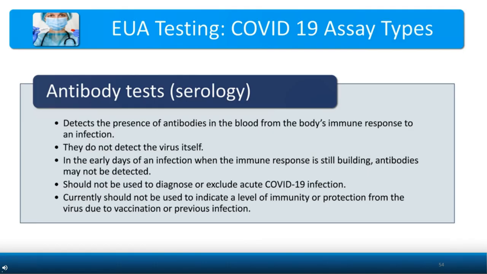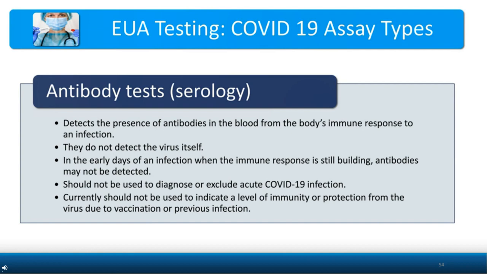Lastly, we know that there are antibody tests or serology tests that are also available that have EUAs from the FDA. A serology test will look for the presence of antibodies in the blood of a person to detect if the body's immune response has detected the infection and is reacting. As we know, serology testing does not detect the virus itself, but only the antibodies we make to the different viral components.